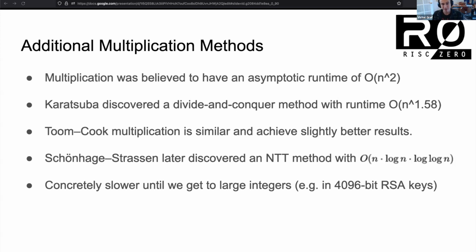But concretely, Montgomery multiplication, classical multiplication, and Barrett reduction are going to be faster for most of your needs, for most of the numbers we work with today in cryptography.